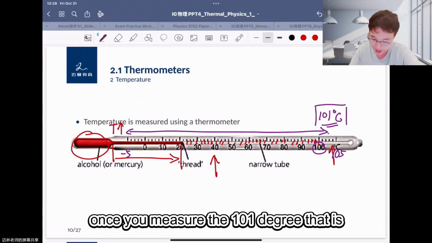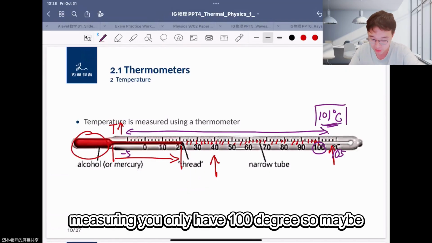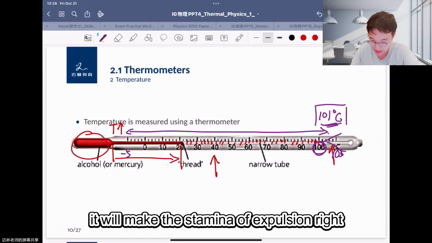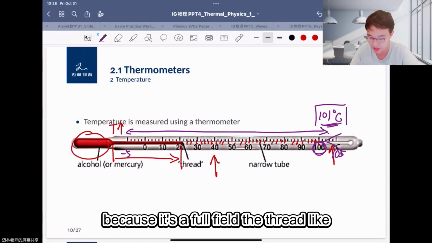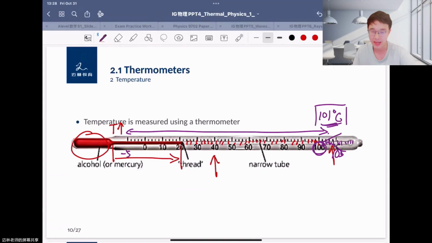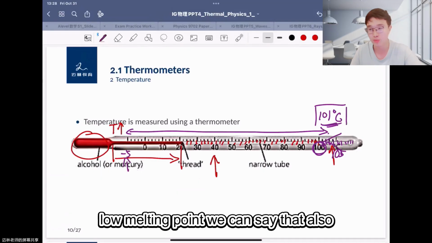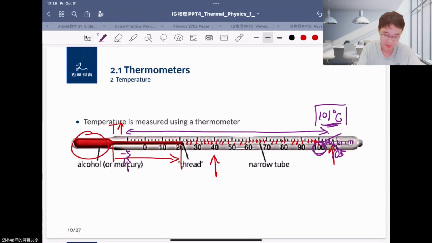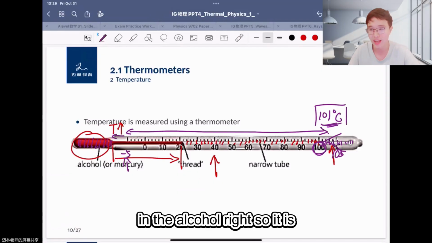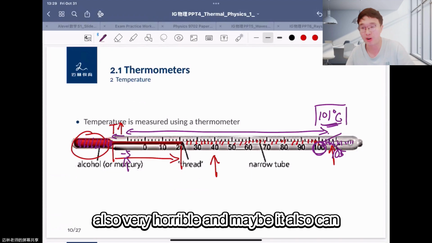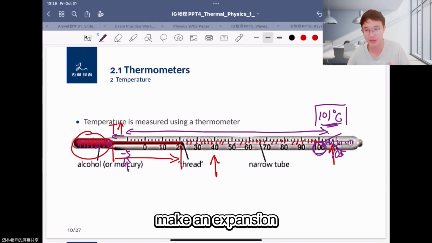So once you measure 101 degrees, that is very horrible, right? Because in the total measuring range, you only have 100 degrees. So maybe it will make the thermometer explode, right? Because the liquid fills the thread like this way. So also for the ice, it has a very low melting point. We can say that the liquid, the alcohol, is filled, right? So it is also very horrible, and maybe it can also cause expansion.